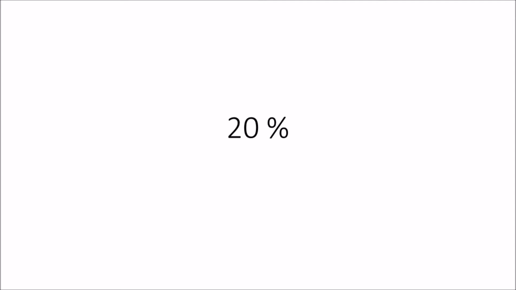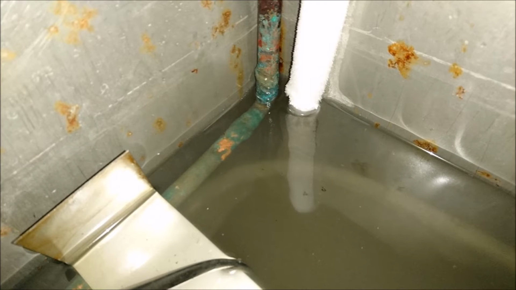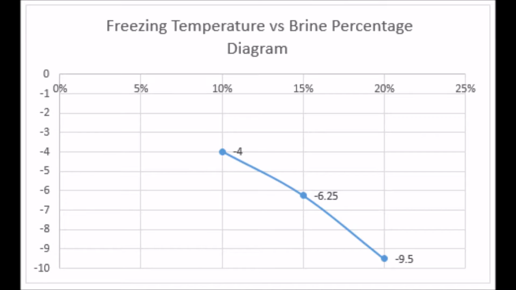Lastly, in the third trial, which has 20% brine solution, the ice was starting to form around the evaporator coil with a temperature of -9.5 Celsius after around 3 hours and 25 minutes. So here's our diagram. So the summary is that the freezing temperature for 10% brine solution is -4 Celsius, for 15% is -6.25 Celsius, and for 20% is -9.5 Celsius.